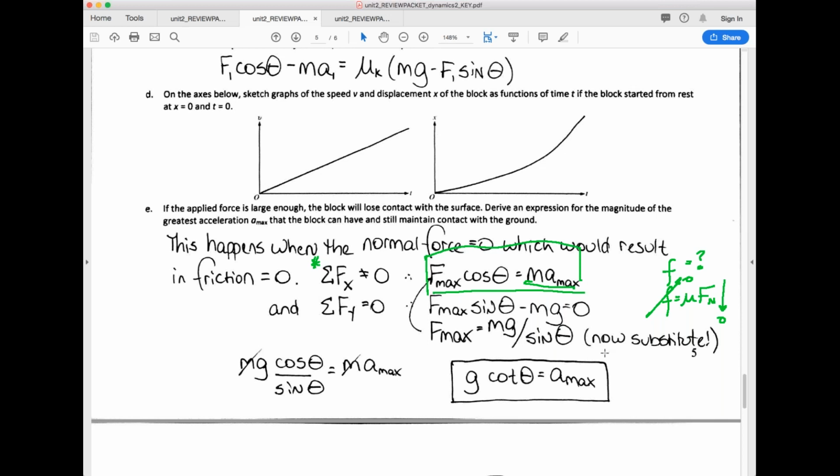And in the y direction, there's no normal force. We get F max sine theta, which is the y component of F1, minus mg is equal to 0. And so we have these two expressions for F max. And we just rearranged for F max in equation number 1 in this third line right here. We just divide both sides.